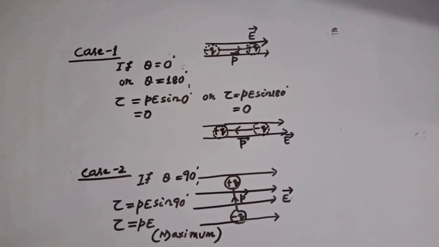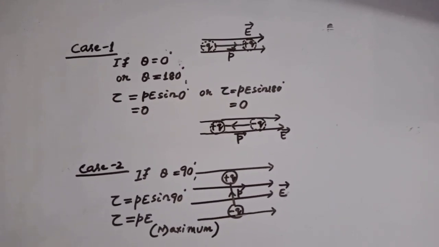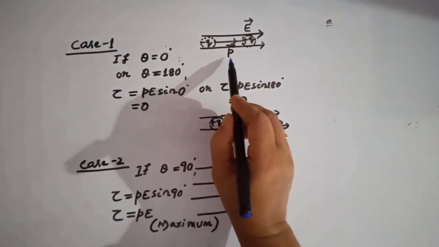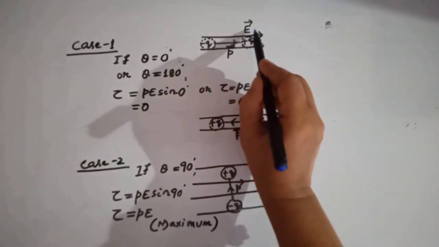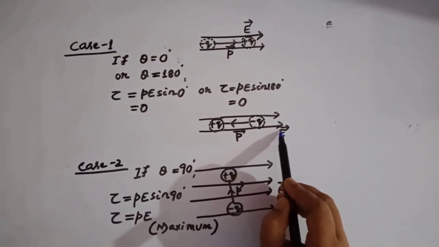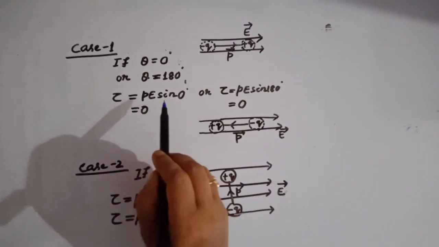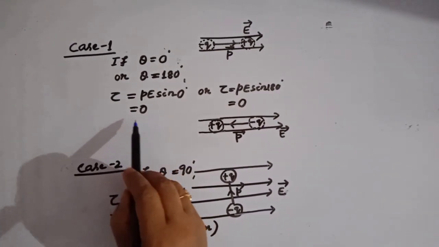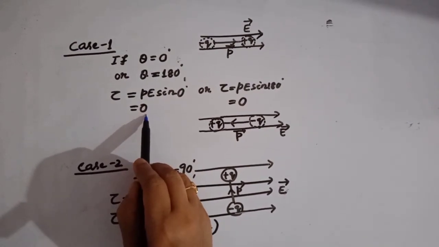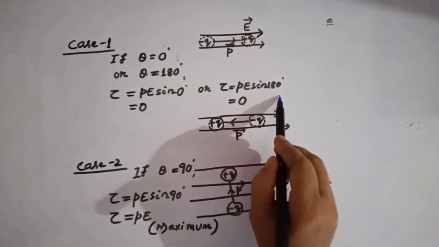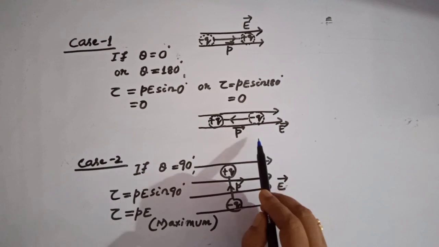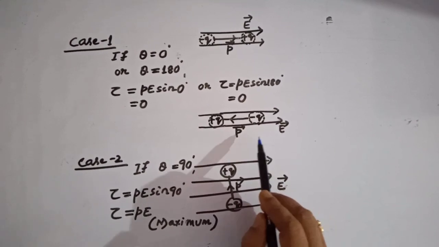Let's consider some special cases. That is, the dipole is placed in such a way that the dipole moment is along the direction of the electric field, or the dipole moment is opposite to the direction of the electric field. That is, theta is equal to 0 degree or theta is equal to 180 degree. The torque experienced, tau, is equal to pE sin 0, that is equal to 0, or pE sin 180 degree, that is also 0. Thus, a dipole aligned along the electric field experiences no net torque.